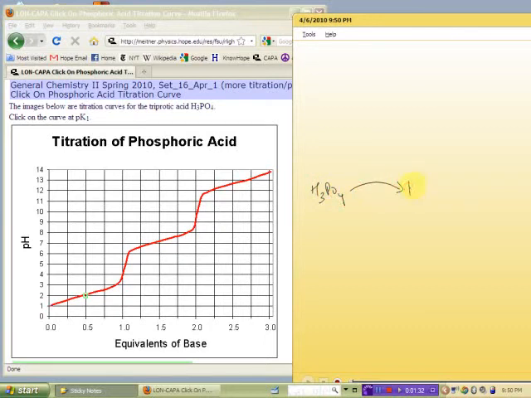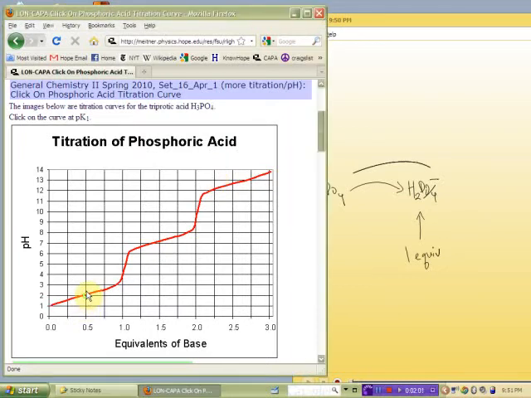into the first conjugate base, this guy. So this is where you get to at one equivalent of base. That's this point here. When you're halfway there, that's there. And that midpoint is the midpoint in this titration over here. So that defines that first pK. So pK1 or pKa1 is that guy.